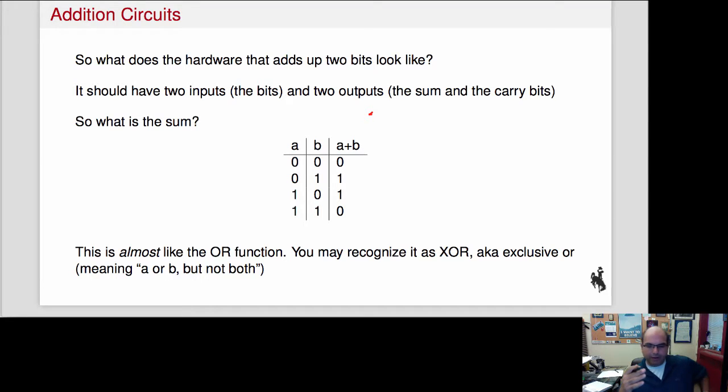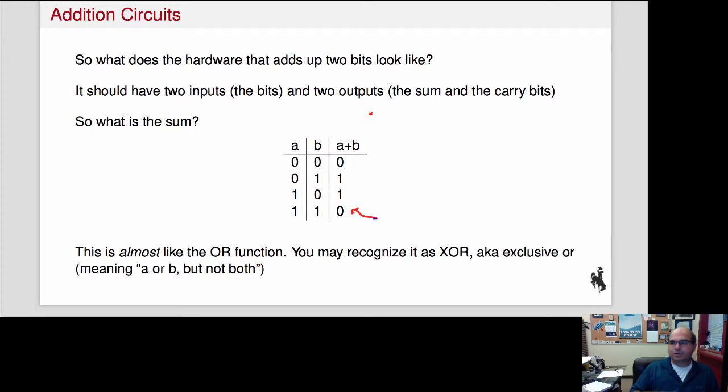If I have 0 and 0, with 2 inputs there's only 4 possibilities. Then the sum is 0. If I have 0 and 1, the sum is 1. If I have 1 and 0, the sum is 1. And if I have 1 and 1, the sum is 0. I'm just looking at the sum part of the output. As I look at this function, I go, hey, that looks a lot like OR. In fact, the only difference between this and OR is right here, where OR will give me 1, and this actually gives me 0.